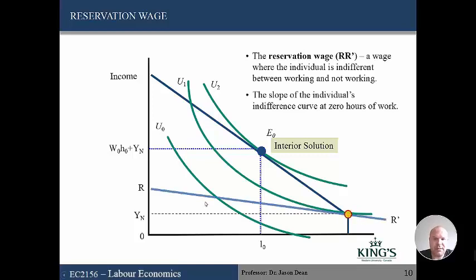So if we draw a line through here, so R and R prime, this line is the reservation wage. If the wage that the person can get in the market is anything higher than this, then it will become tangent to their indifference curve at a positive number of working hours.